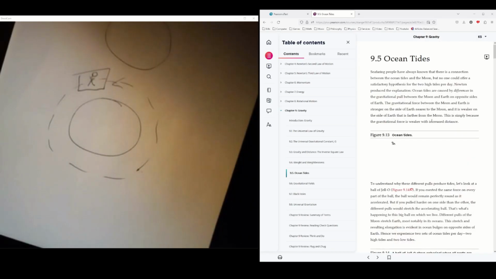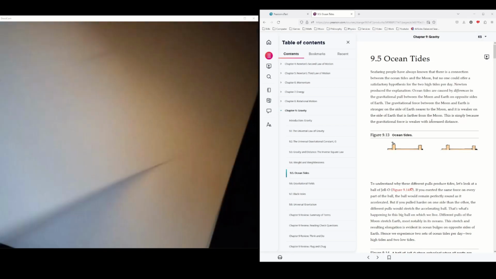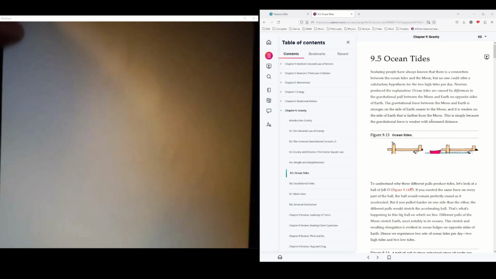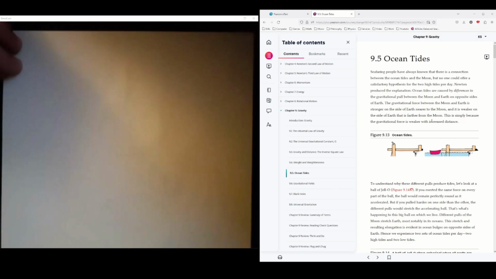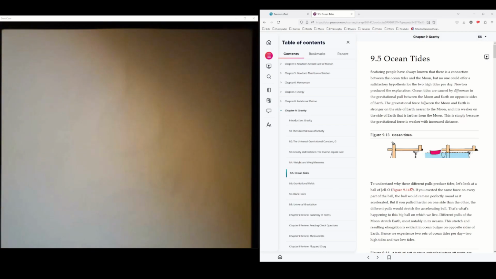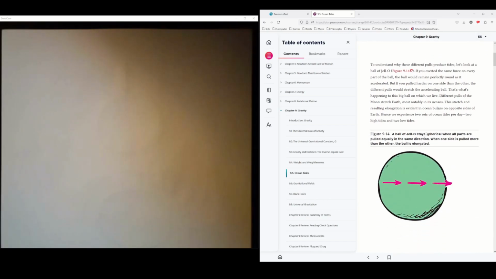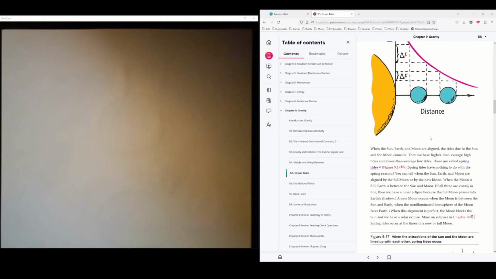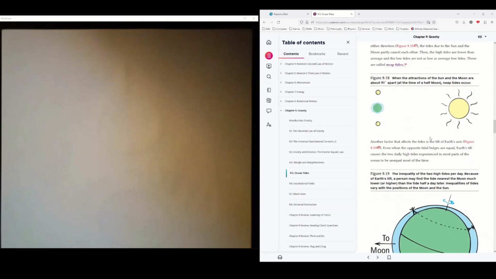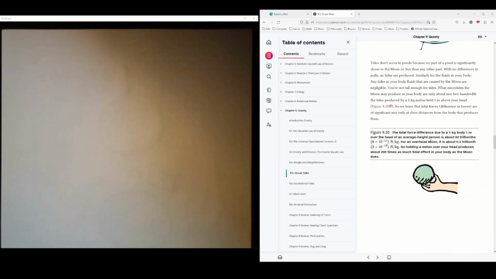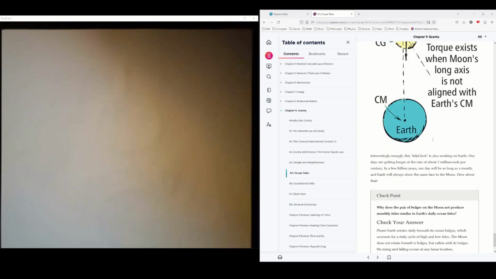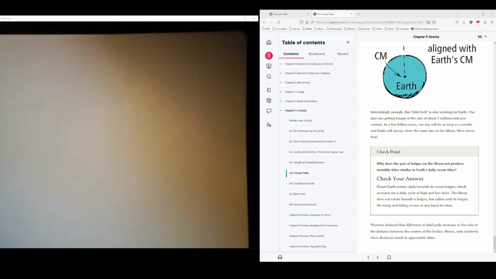Ocean tides. So I was looking over this one, and this one I find a little scary because they really went hard on trying to explain the tides. I will also give my best attempt here. And I think a lot of this is pretty complicated, maybe overcomplicated than it needs to be. And so if you want to check that out, you can. It's a pretty long section.